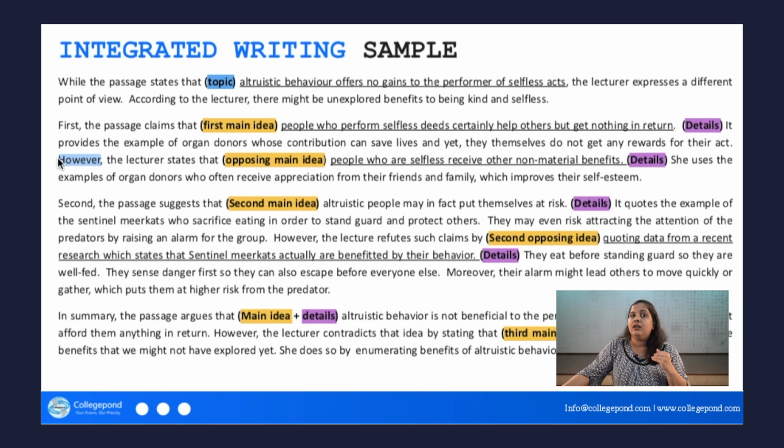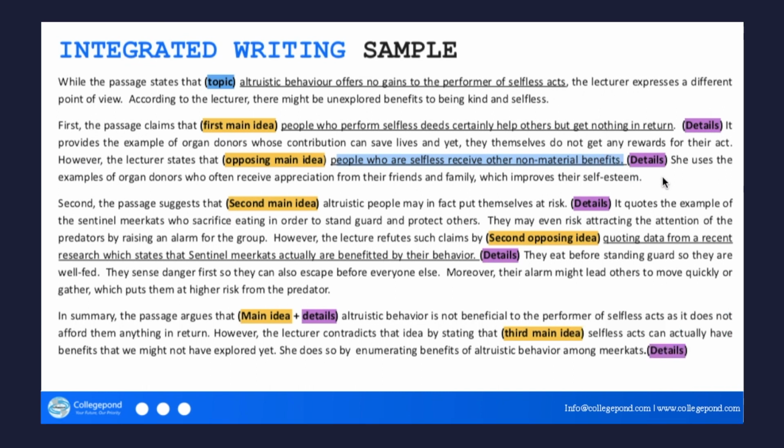So you will use these words. However, the lecturer states that, then give your opposing idea, main idea from the right side of that table, the first point. That's kind of matching the previous idea. So people who are selfless receive other non-material benefits. This is the opposing main idea. Whenever you give a main idea, try and follow it up with some kind of details that support this main idea that you've just spoken about. So you don't have to just leave the main idea hanging there.